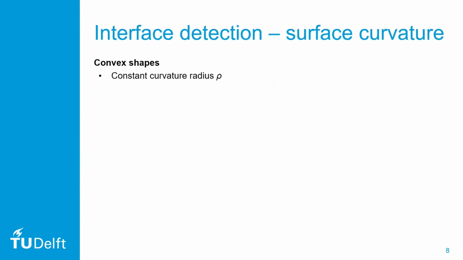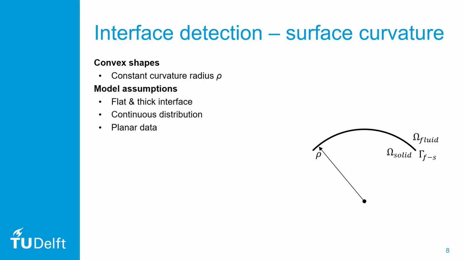So let us start with curvature. Let's assume we have a convex shape of constant curvature radius ρ. On top we have the fluid domain and on the bottom we have a solid. Our model assumptions are a flat and thick interface with a continuous data distribution in a 2D case. What are the consequences if we analyze a point Ci located right at the interface? Well, our model expects to see the following: a semicircle of radius r with a mean particle position or center of mass at a location Xi, 42% of the radius away from the base.